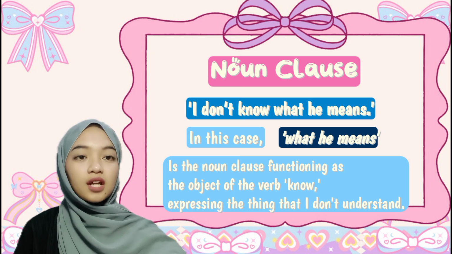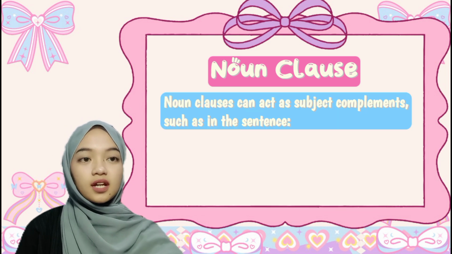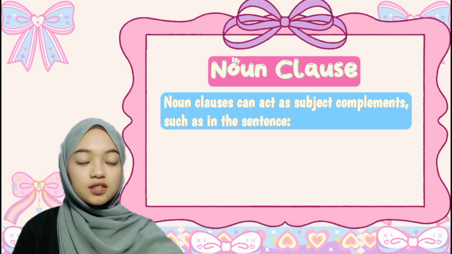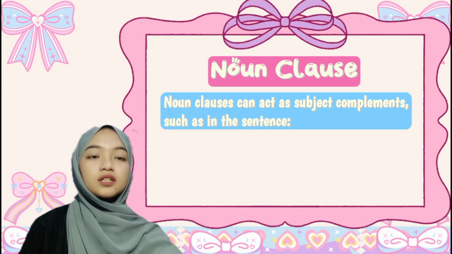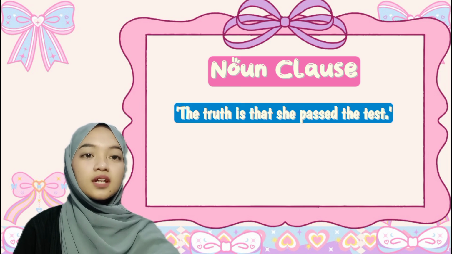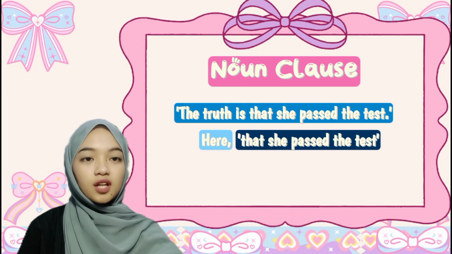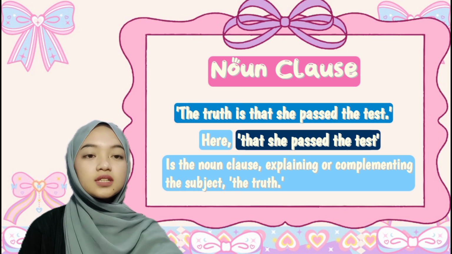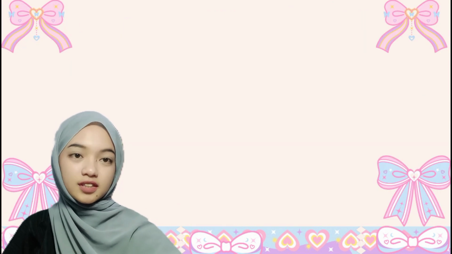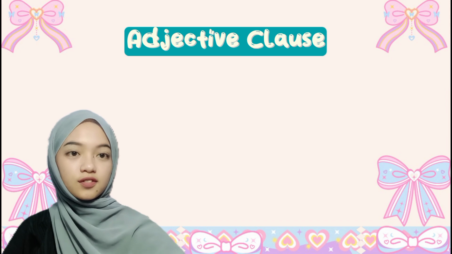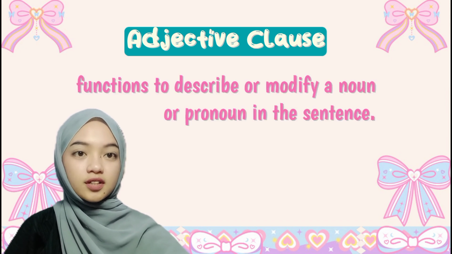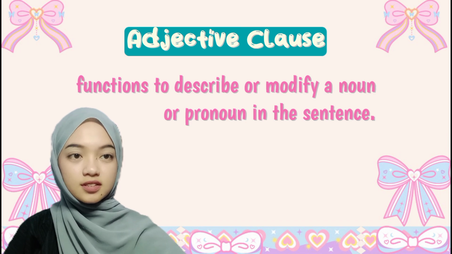And lastly, noun clauses can act as subject complement, such as in the sentence, for example, the truth is that she passed the test. Here, that she passed the test is a noun clause explaining or complementing the subject, the truth. Next, we have adjective clauses. An adjective clause functions to describe or modify a noun or pronoun in the sentence.